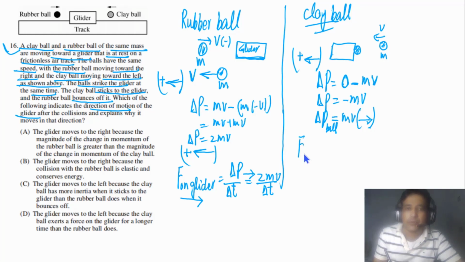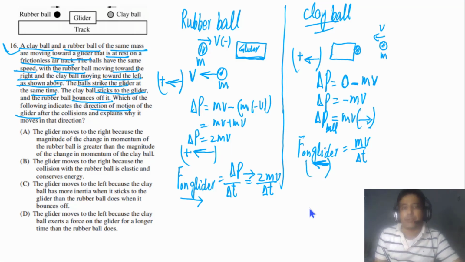Now if we write down the force on the glider due to the clay ball, this has to be equal to mv divided by delta t. As the change in momentum of the ball is to the right, the change in momentum of the glider has to be to the left. So we can see the change in momentum of the glider due to the clay ball is smaller, and this quantity is greater.